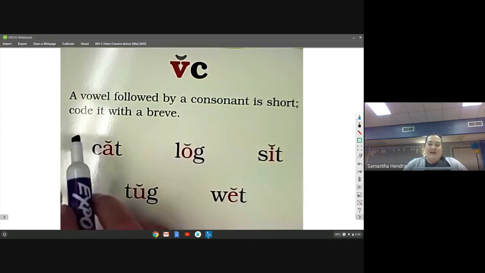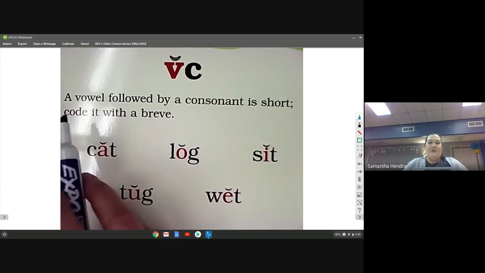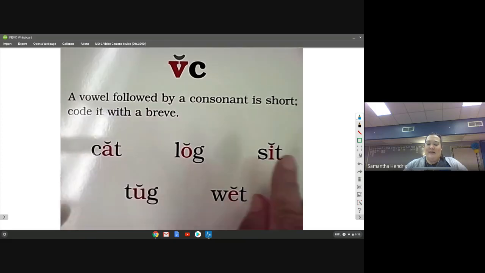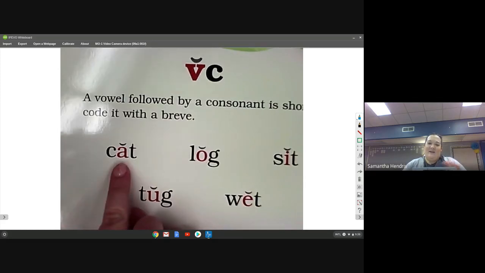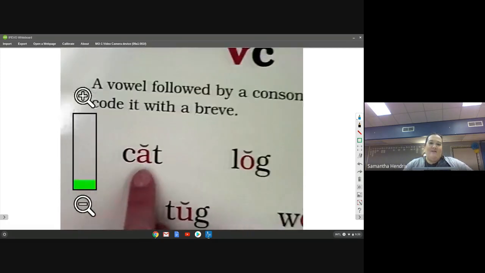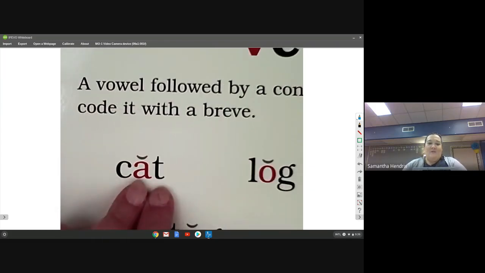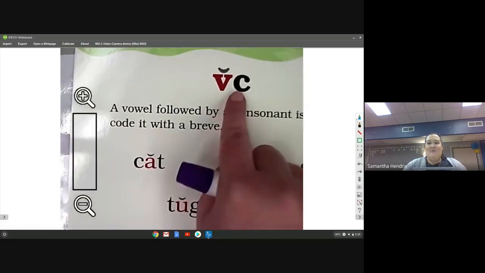Our VC, a vowel followed by a consonant is short, coded with a breve. So what this means is when we have a word like cat, you see the first vowel and it's red here. I know you can't really see the red. That's a little better. Okay. So when we have our vowel and it's followed by a consonant, then this says the short vowel sound. So we're going to code it with a breve so we know that that's the short sound. Okay. That's what this rule means.